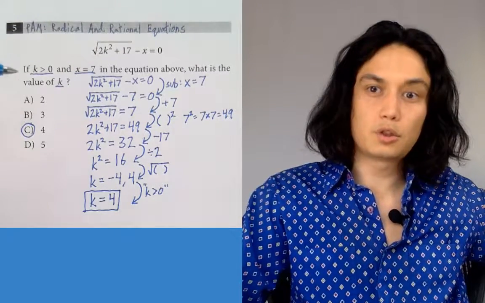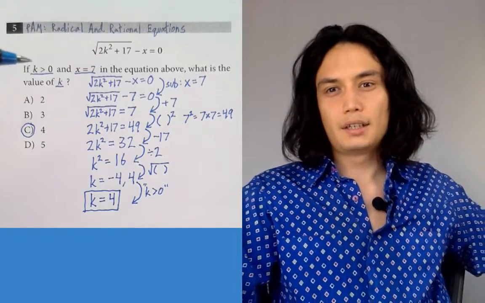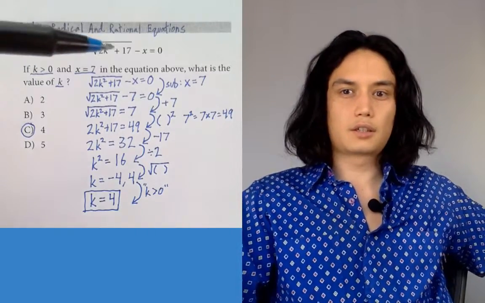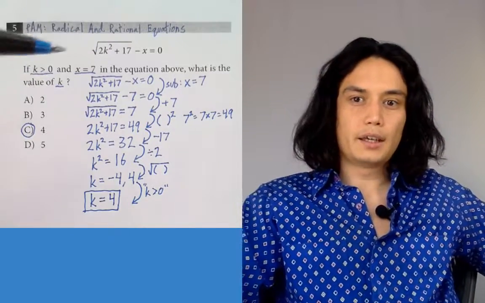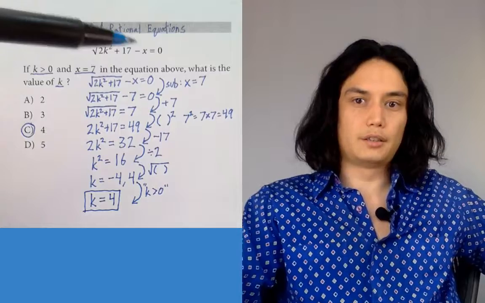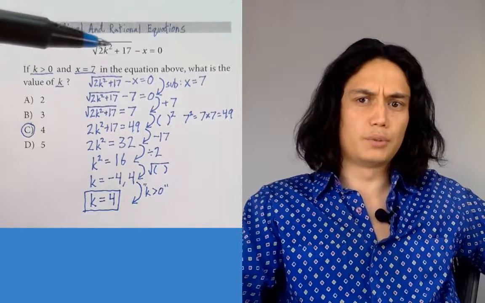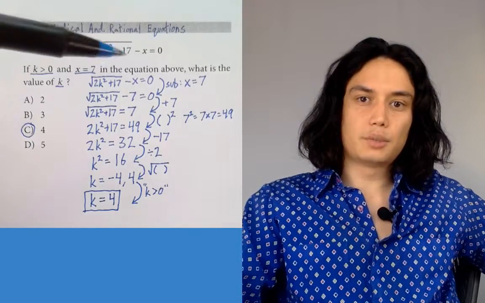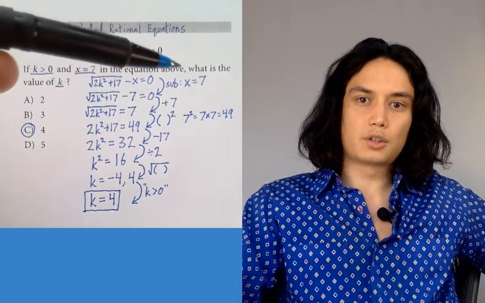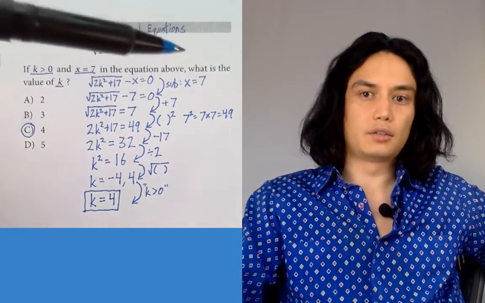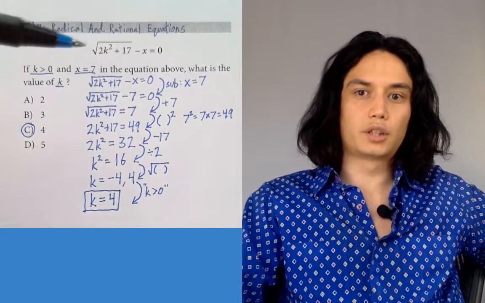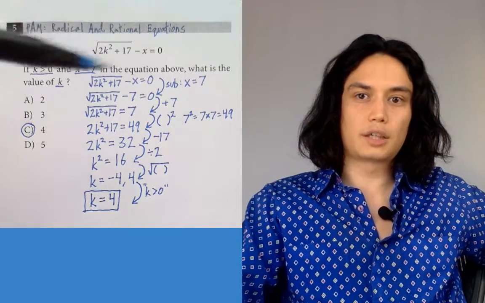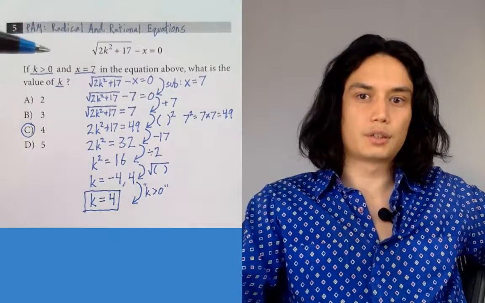All right, they're telling you two new pieces of information. If k is greater than 0, so k is going to be some positive number, and x is equal to 7, well, that's nice, because here there are two variables, and x is equal to 7, so that's going to be easy. In the equation above, what is the value of k? They're saying solve for k.